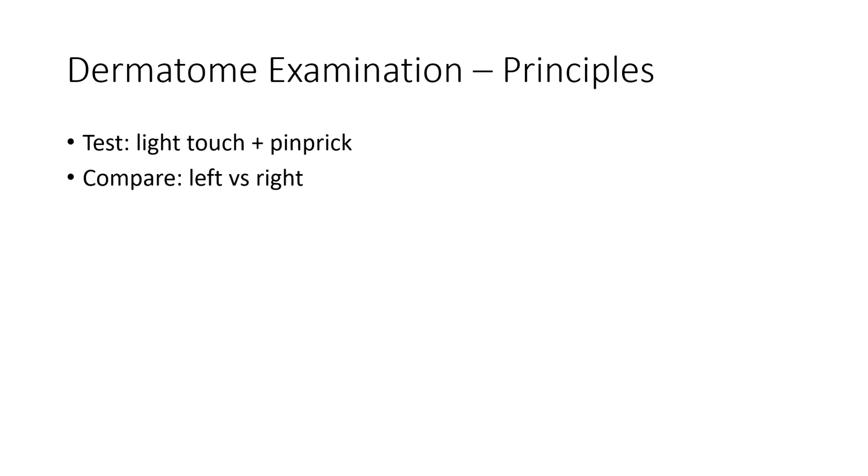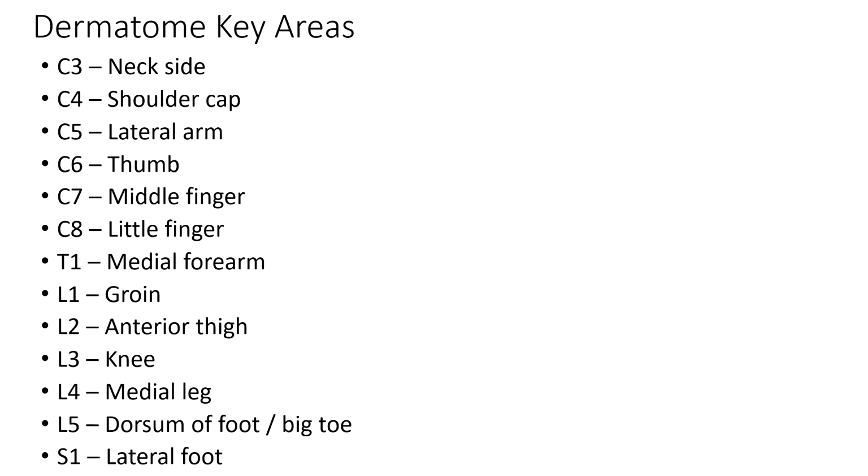The principles of dermatomal examination are that we test light touch as well as pinprick sensations, and mainly compare left versus right during the examination. The dermatome key areas we have are from C3 to S1. Remembering them would make it easier during the examination. It would be easier if we remember the sequence of this.